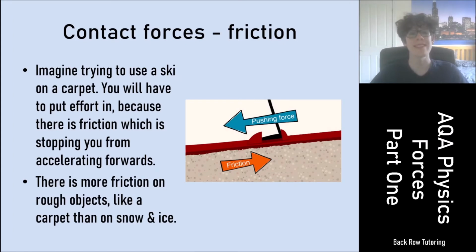Imagine you are using a ski on a carpet. You will have to put effort in because there is friction which is stopping you from accelerating forwards. There is more friction on rough objects like a carpet than on snow and ice. So the rougher an object, as a rule of thumb, it generally has more friction.